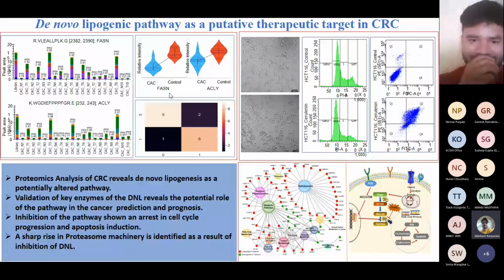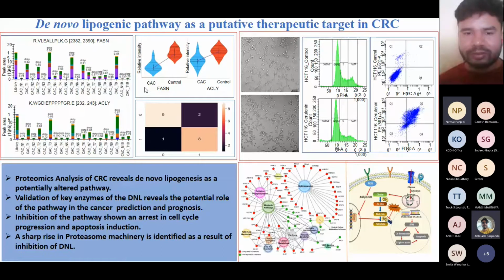Actually, I made this presentation yesterday, and I have wrongly marked the CAC. I should mark this as control and this as the CAC, because if you see the peak intensity from the result, and if you put any violin, box plot or bar plot, the CAC level is always upregulated. I mean, the protein level in CAC is upregulated as compared to control. So I mistakenly marked this as CAC. Yeah, that was my confusion, it was appearing like that. No, I got this now.